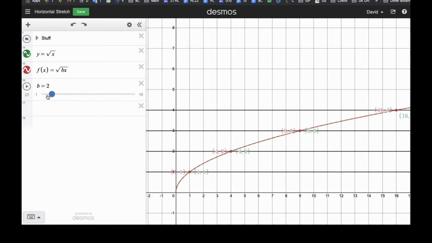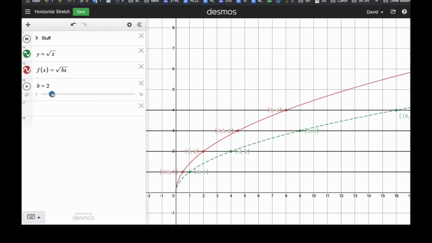If I made it be 2, the 4 becomes 2, the 9 becomes 4.5, the 16 is 8, and the 1 is 1/2. If I make it bigger, look what happens as that b value gets larger. The x values get smaller. It's going in the opposite direction. When b is 2, 1 becomes a half, 4 becomes 2. If b is 3, well, the 9 becomes 3. The 4 becomes 1.33, which is 4/3. 1 becomes 0.33. This is 1/3.